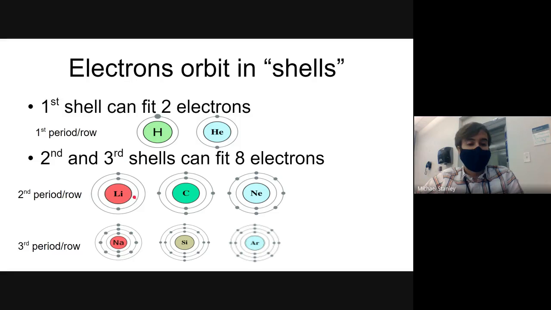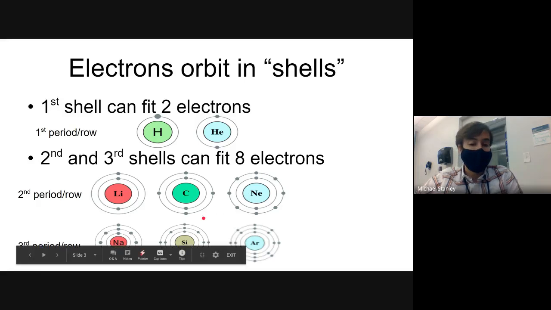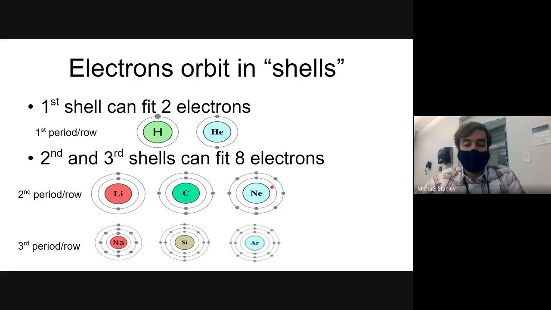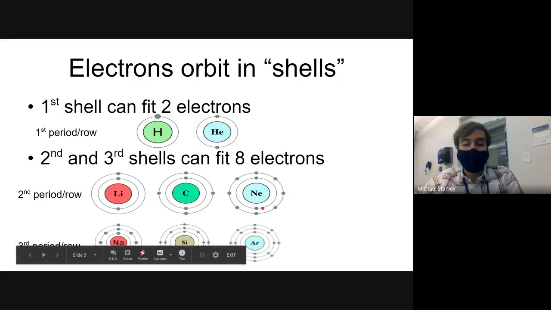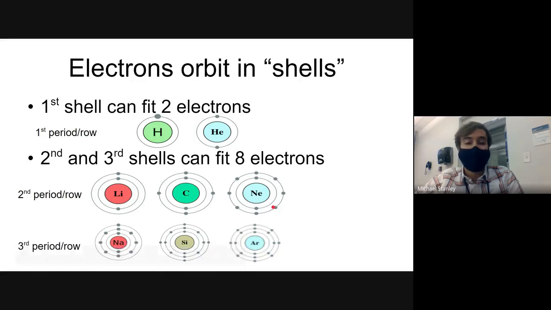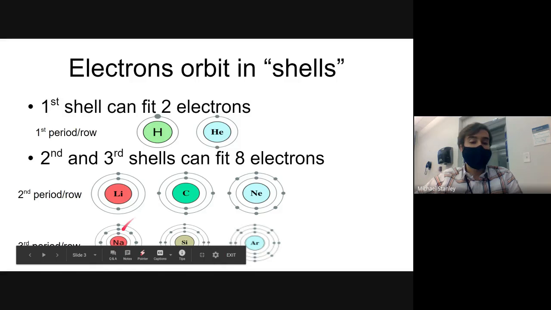Again, we start with the first shell and then start building out from there. Our first shell can only fit 2 electrons on it, and then shells number 2 and even potentially 3 can fit 8 electrons. So neon, we said, has 10 electrons, so we completely fill up the first and second shell. But what about if we go up one more atom on the table to sodium?